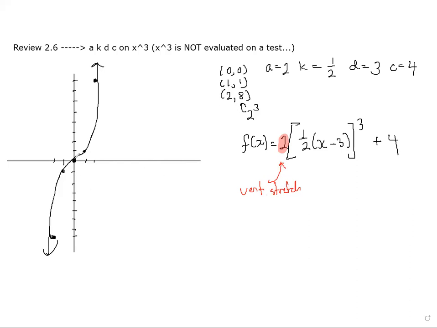Okay, so 0 times 2 is still 0. 1 times 2 is 2. And 8 times 2 is way up there, which you cannot see because it's behind on the board.